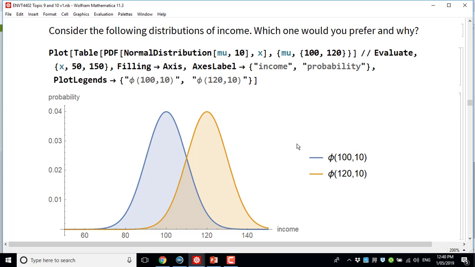The blue one gives us a distribution of income. Let's go with income, so it has $100 as the mean, and the standard deviation is $10. Whereas the orange one has a mean of 120. So that's why it has shifted. And then a standard deviation of $10. So this is our prospectus. Which one would we pick?